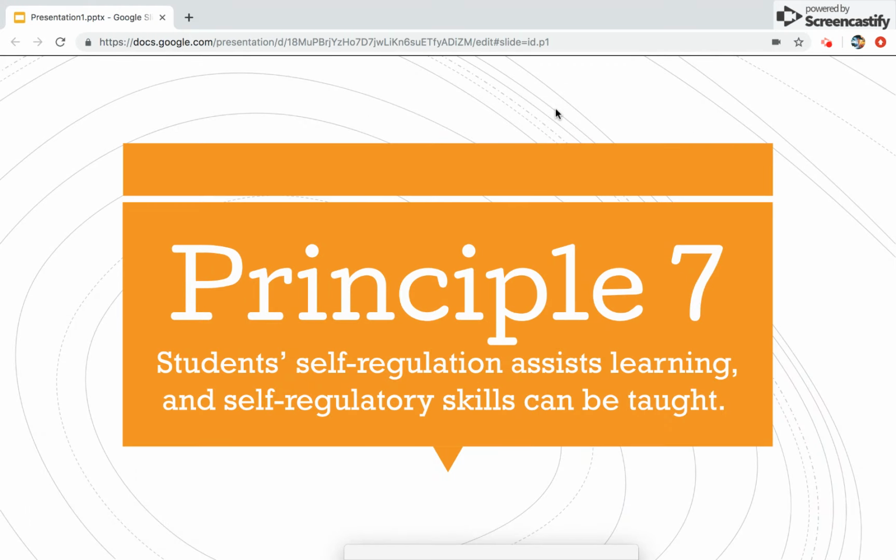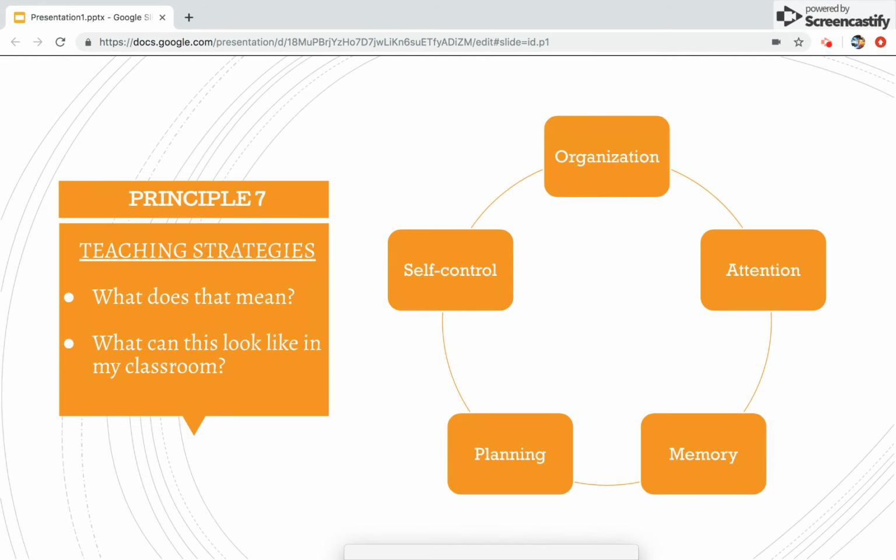Class. Today we're going to talk about principle number 7, which is student self-regulation assists learning, and self-regulatory skills can be taught. Now, what does that actually mean? Okay, so there's about 5 concepts that have to do with principle number 7.